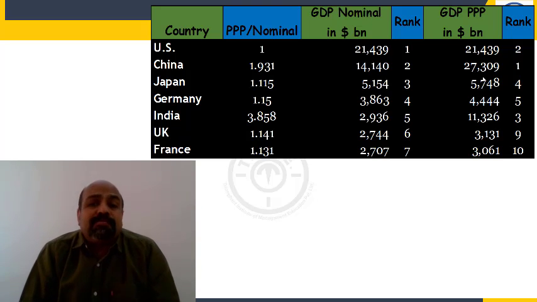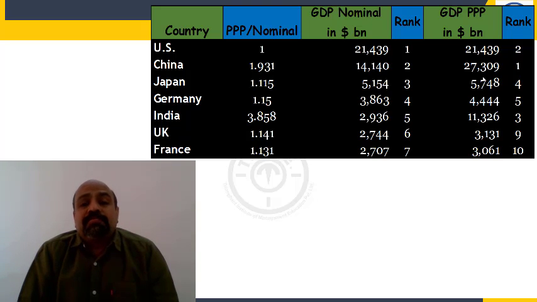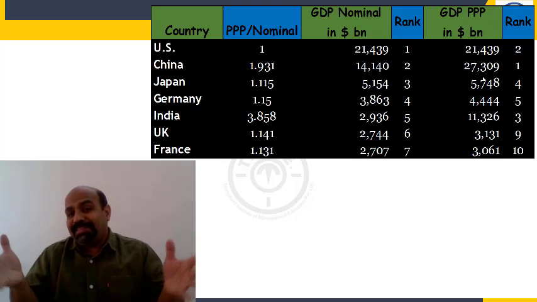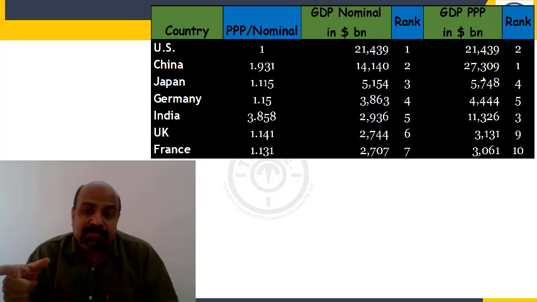So somewhere we will have to learn that, my friends. We have to decide which is good. I don't know which is good. But purchasing power parity sounds better because it's a very, very big number, isn't it? And you look at the ranks.